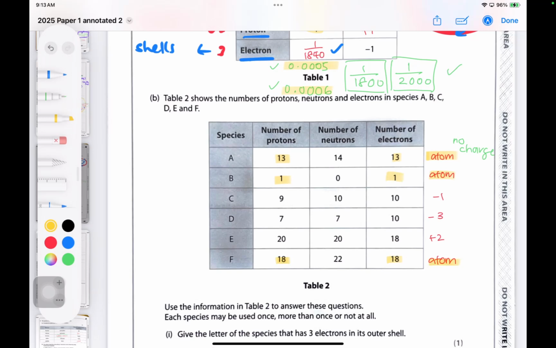But what happens then if you have things like C? Your number of proton is less than the number of electron. Now with every proton, that just now we mentioned, if there are 9 protons, then the charge over here will be positive 9. And if there's 10 electrons, because every electron has a charge of negative 1.